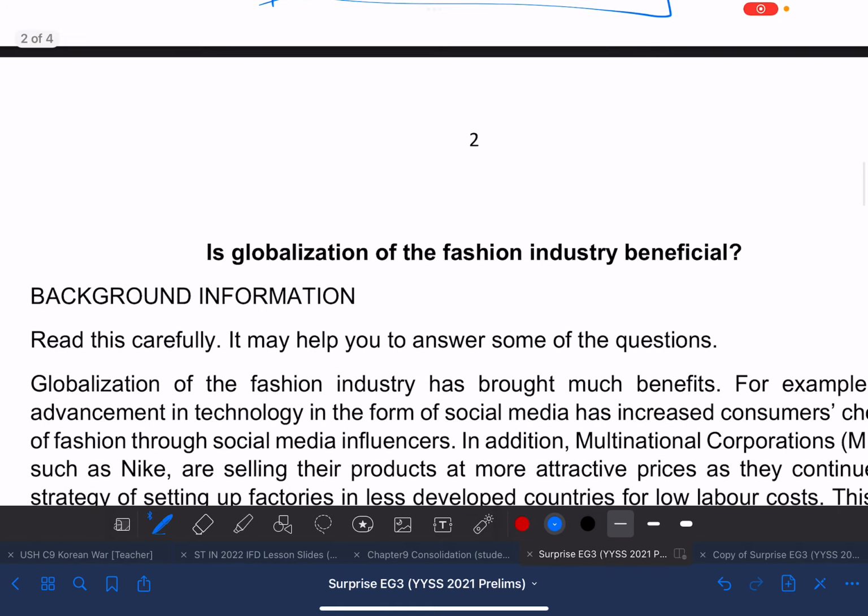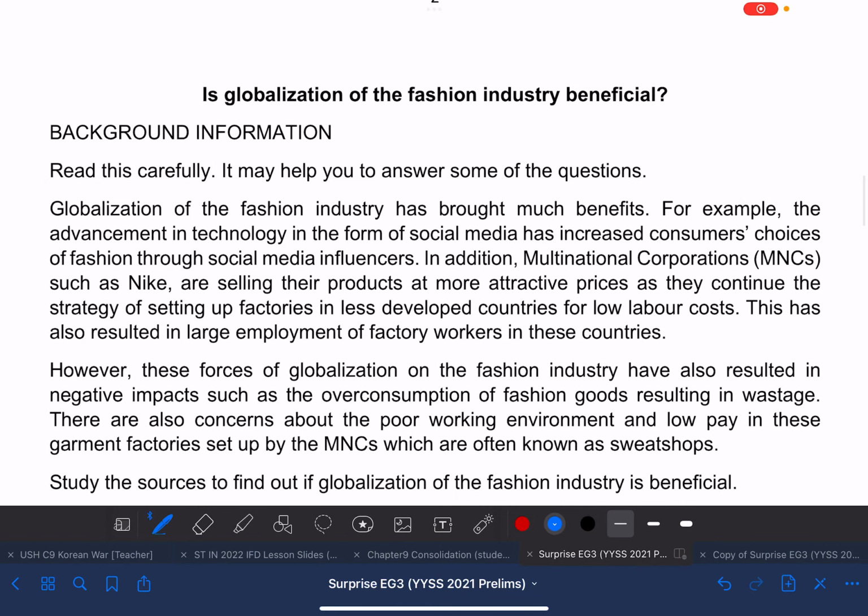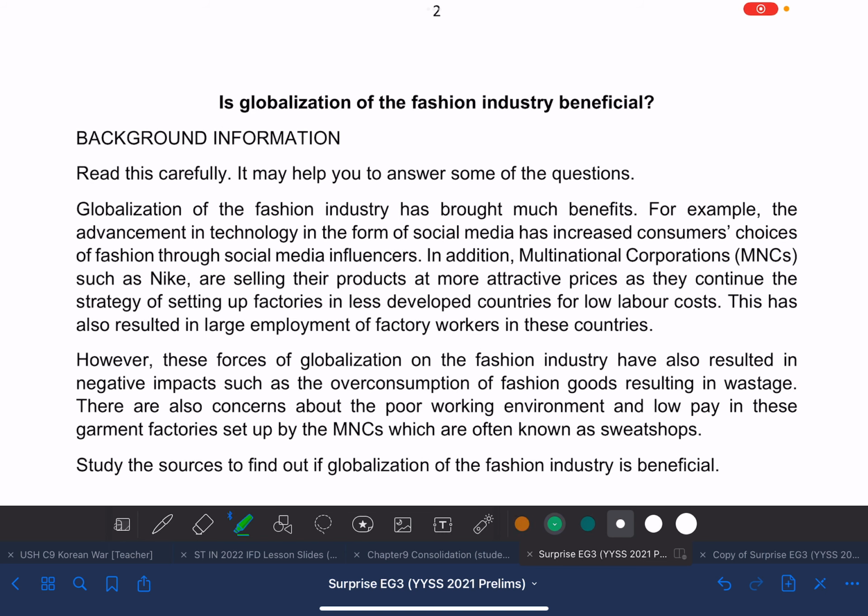Okay. With that in mind, now I'm going to go through the background information. As I go through the background information, write and highlight whatever I highlight. Okay, so top of the question, this is a repeat of your assertion question. So is the globalization of the fashion industry beneficial? So there are two views here. One is that it's going to be beneficial. And the other possible view that you might see in the sources is not beneficial, or in fact, it might be harmful.